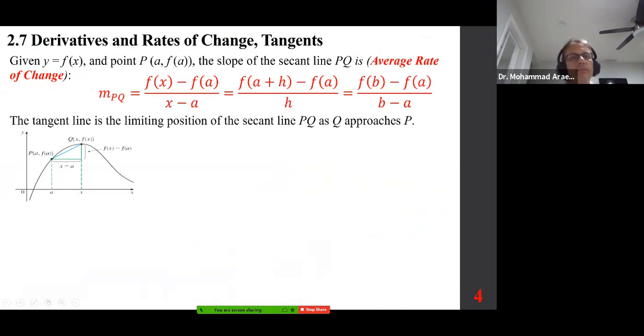Now, first, I want you to remember what's going on here, and that is the slope of a line, or in this case, a secant line. If you happen to have 2 points on a curve and connect them, it becomes a secant line. The slope of a secant line is very simple. Rise over run, okay? Change in y over change in x.